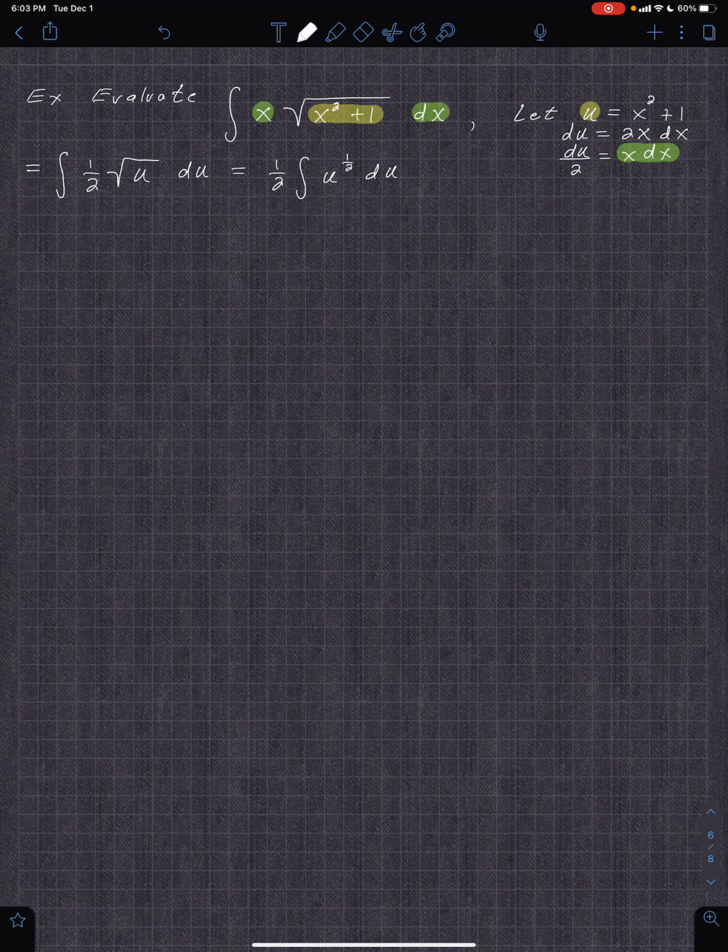Okay, so you get this is equal to 1/2, and then you add 1 and divide, so it's going to be u to the 1/2 plus 1 over 1/2 plus 1, plus c. Let's go ahead and simplify that down a bit. So it's 1/2, and that's going to be u to the 3/2 over 3/2 plus c. And at some point we'll substitute back.